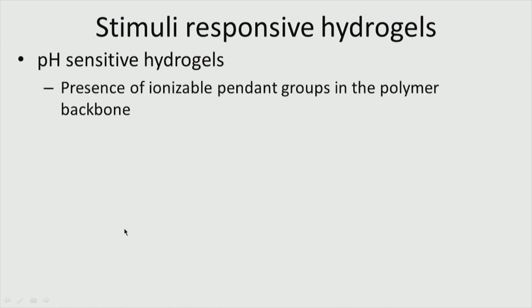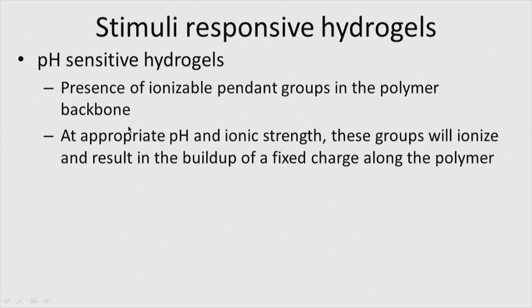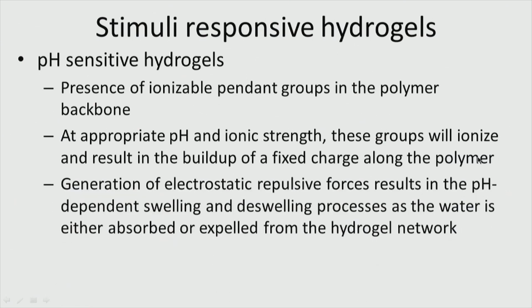pH sensitive gels have ionizable pendant groups in the polymer backbone. So, we have a pendant group in the polymer, and at certain pH they get ionized. So, that is the pH sensitive hydrogels. At appropriate pH and ionic strength, these groups will ionize and result in the buildup of a fixed charge along the polymer. These electrostatic repulsive forces result in the pH dependent swelling and deswelling process, as the water is either absorbed or expelled from the hydrogel network.